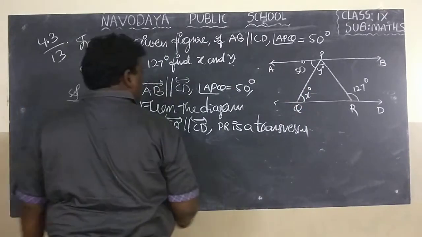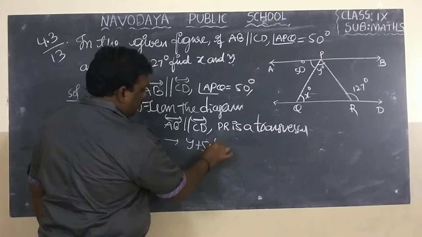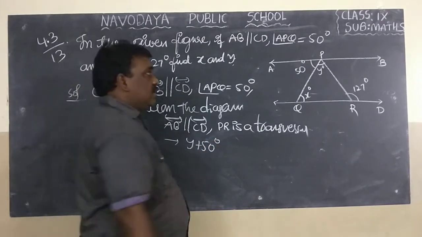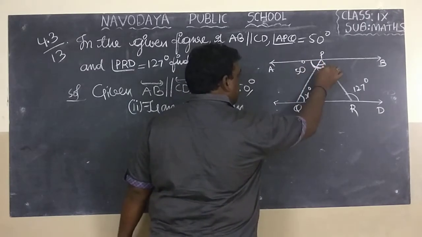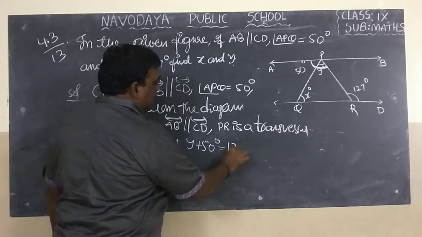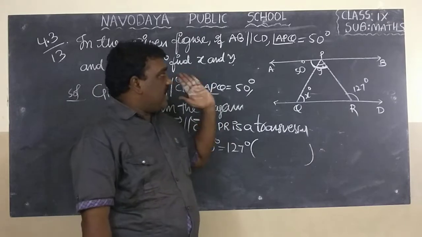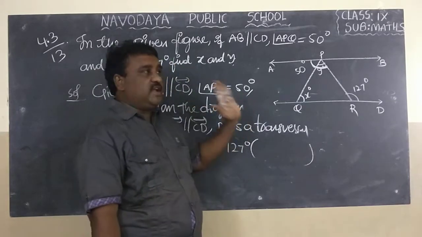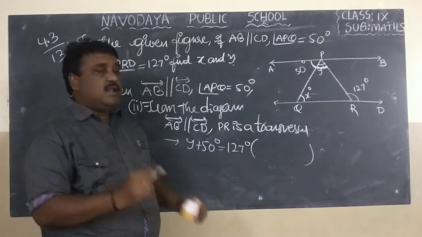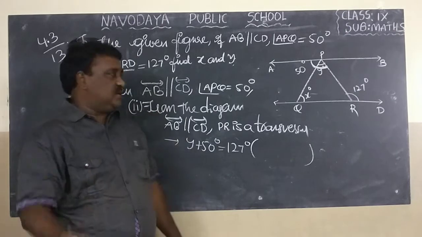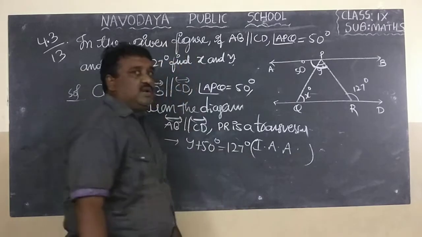Then what are the angles equal? See the diagram. Y plus 50 together. This is 50, this is y. Total angle y plus 50 equal to 127 degrees. What is the reason? Observe the angles. Y plus 50 lie on the left side of the transversal, 127 lies on the right side of the transversal. Both are interior angles, and they are not adjacent. Why are they equal? Interior alternate angles. That is the only reason.